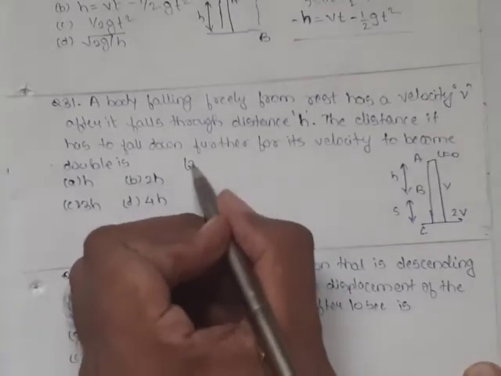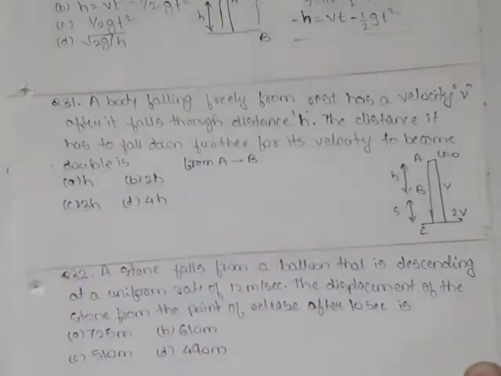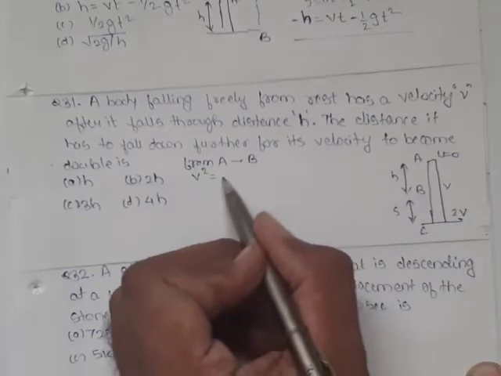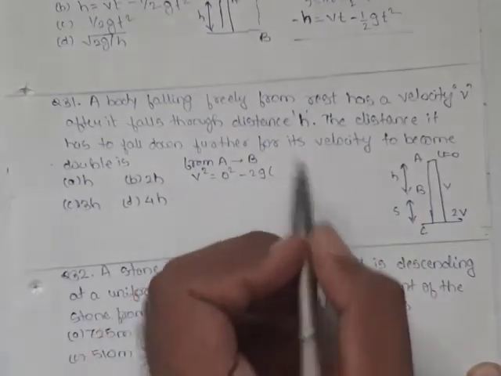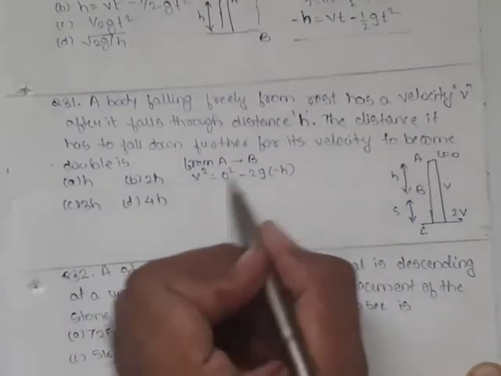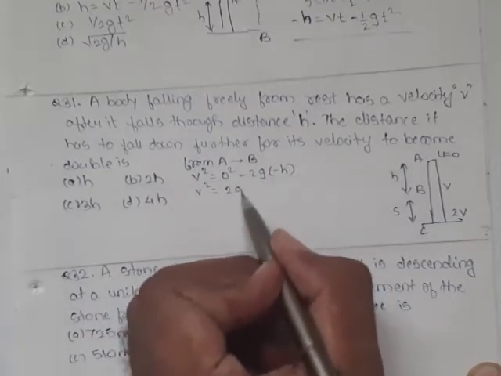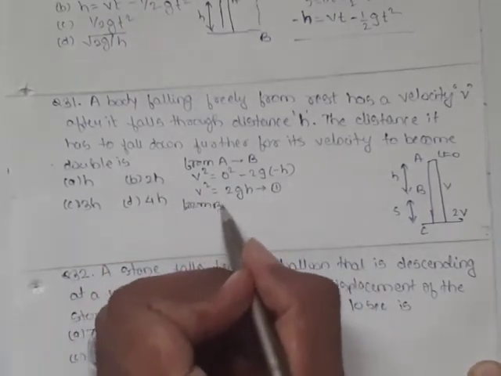So from A to B, if we use the third kinematical equation, it is v square equal to u square plus 2as. We are considering motion under gravity, so acceleration has to be taken as minus g. So here the final velocity is v square equal to initial velocity u square, which is 0, minus 2 into g. Now here s, since B is below A, is minus h. So this equation becomes v square equal to, this minus becomes plus, 2gh. This is equation 1.